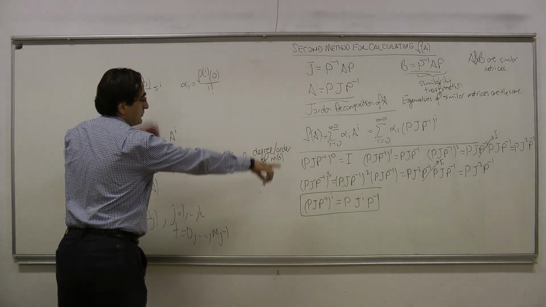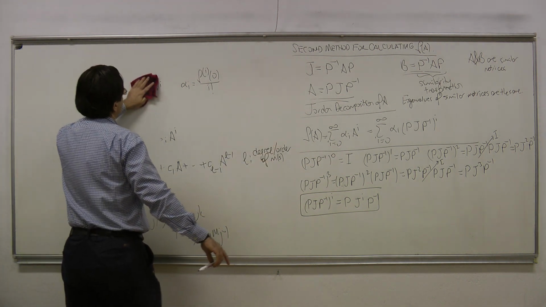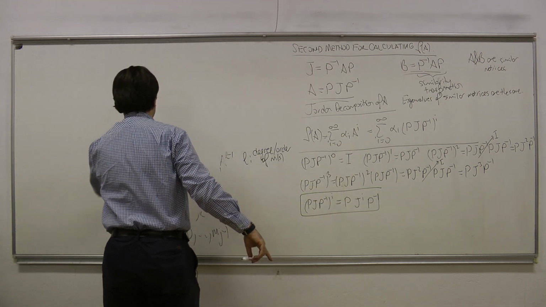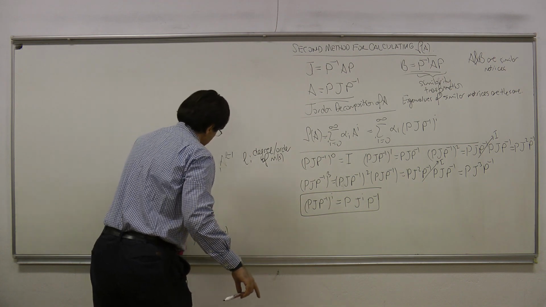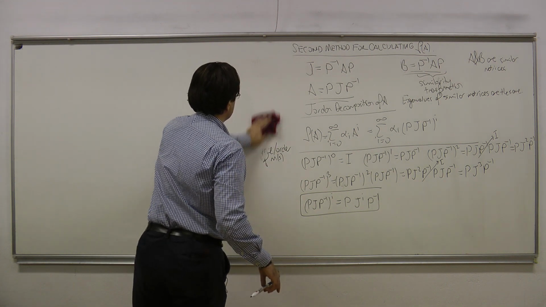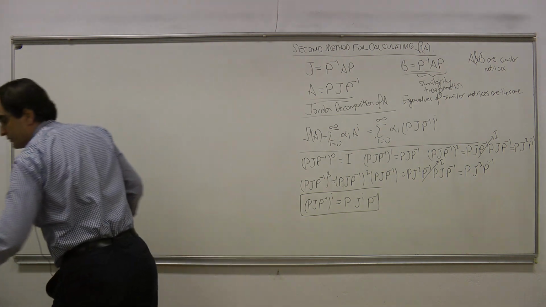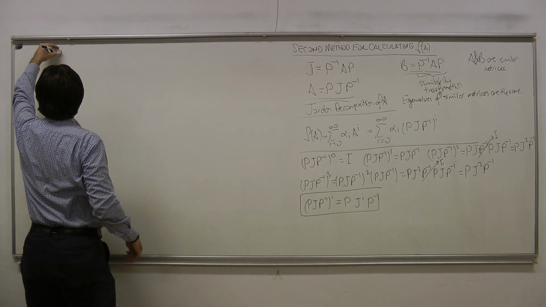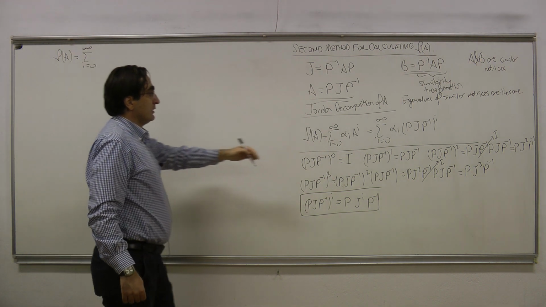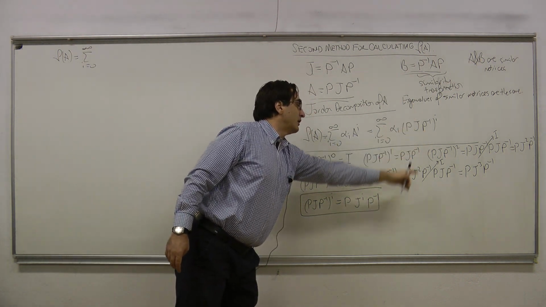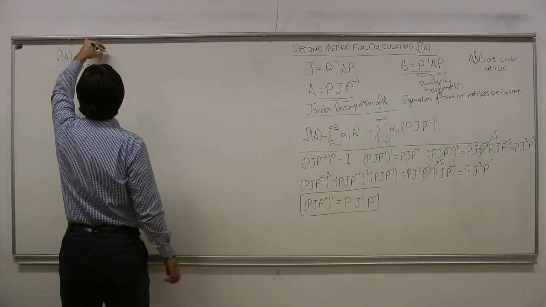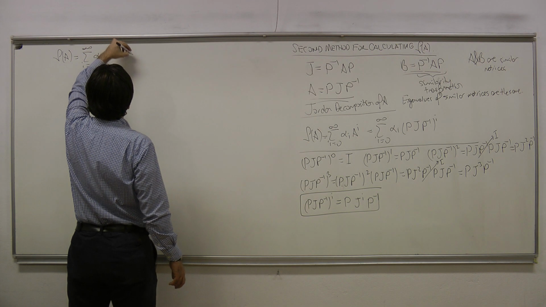So I'm going to now substitute that power expression into my summation here, into f of A. So now let us do that. f of A is the sum over i from 0 to infinity. Here, instead of (PJP^-1)^i, I will substitute this expansion here. So I have alpha i P J to the i P inverse.